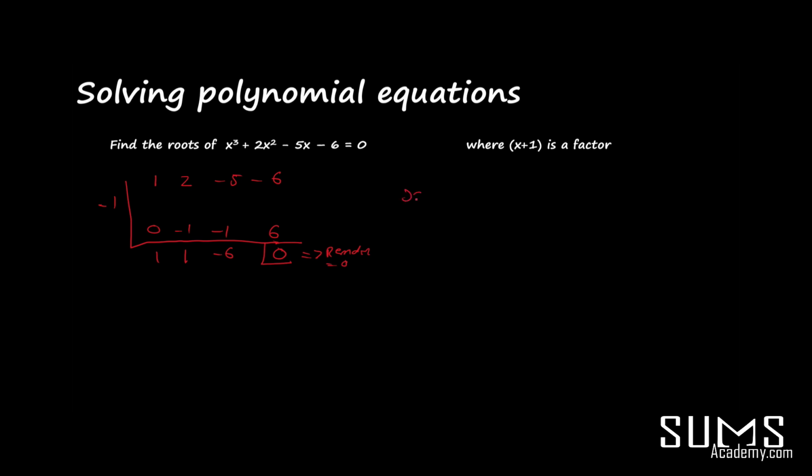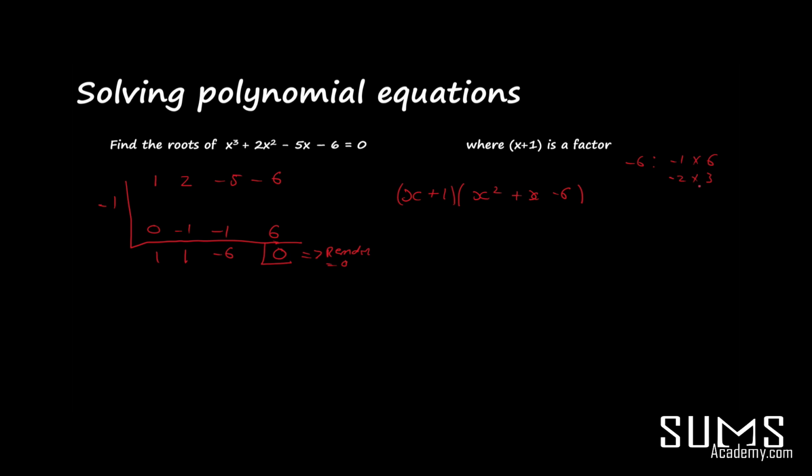So now we've got x plus 1. Okay, we're going to put a quotient in here, which is going to be x squared plus x minus 6. So what are the factors of minus 6? Well, one of them is going to be positive, one of them is going to be negative, so it could be negative 1 times 6. It could be negative 2 times 3, or it could be the reverse of those two.